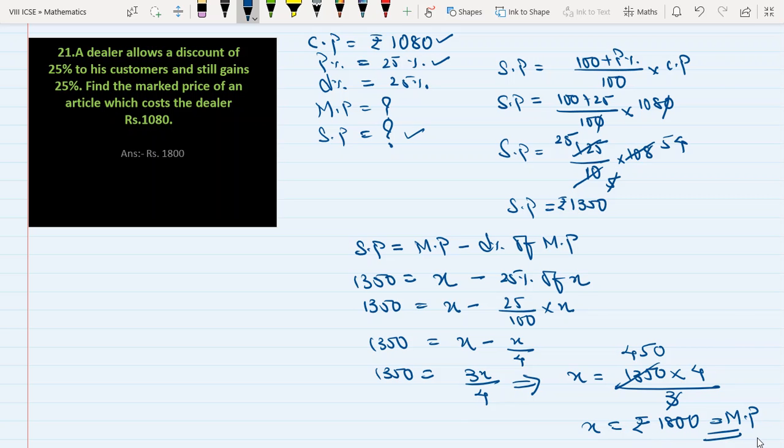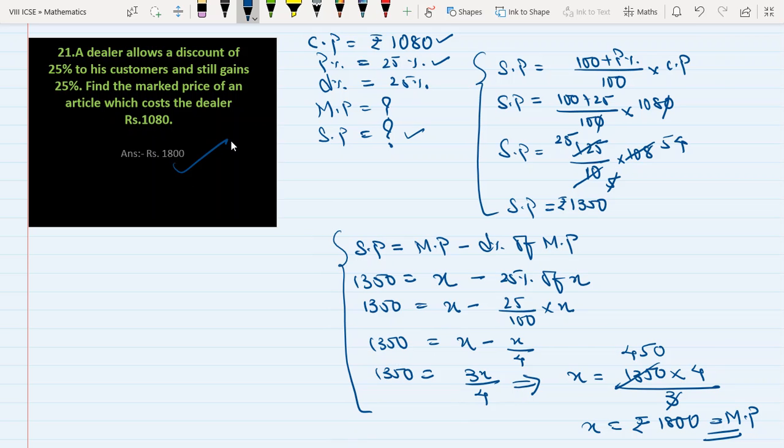Got it? So taking mark price as x in any one of the equations actually helps you to get the value of x faster. So in this question we have used the formula for selling price from the second part, and we used this particular formula involving mark price, selling price, and discount, which we learned in this third final part, and we got our correct answer. I hope you understood this question.